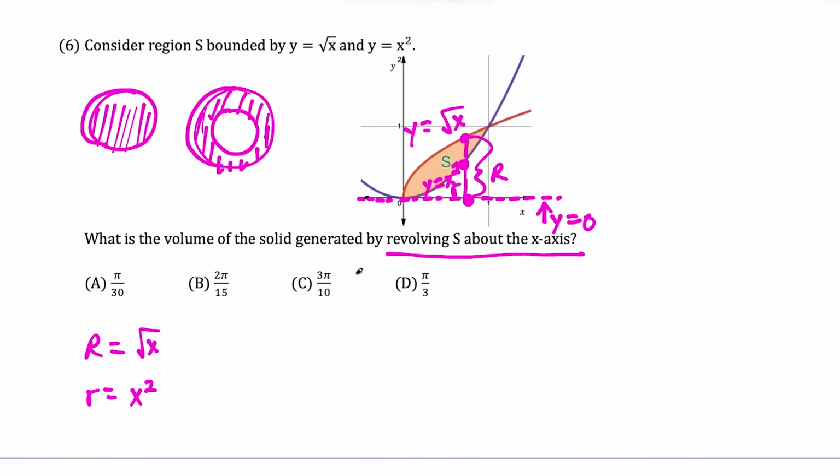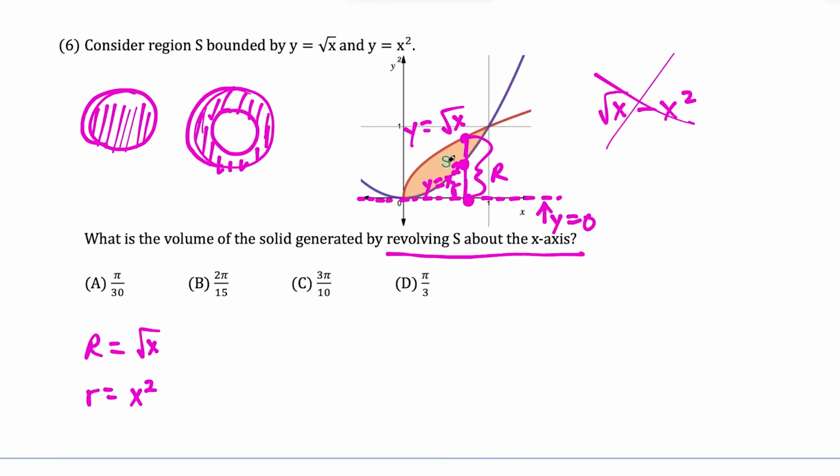Now, the most common mistake with these questions is that students just do something like square root x minus x squared. But we're not finding the area between the curves. We're finding the volume of the solid generated by revolving S about the x-axis. So we just have to be very careful with this.